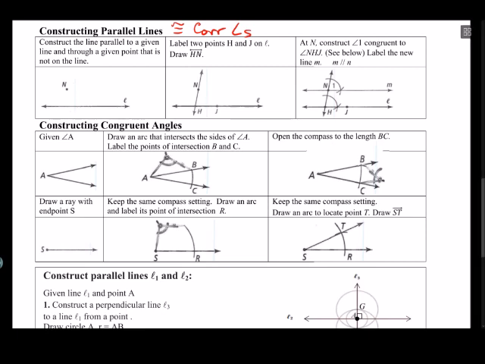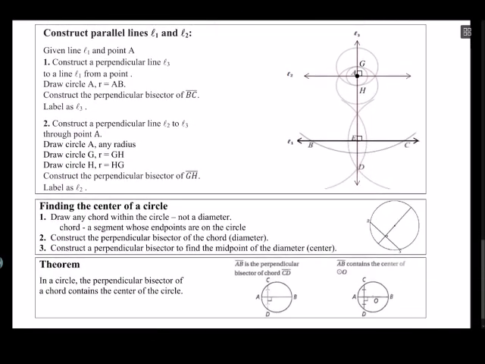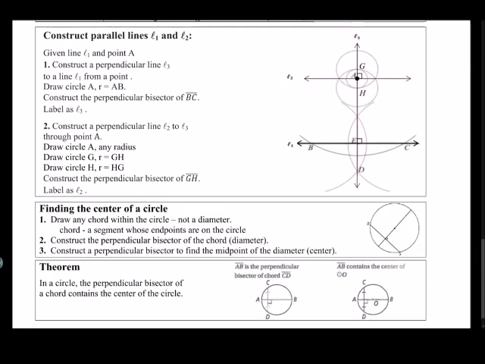This is based on the converse of the corresponding angles postulate, which says if corresponding angles are congruent, then my lines will be parallel. We will also do an example of constructing parallel lines using perpendicular bisectors, because we know that if two lines are perpendicular to the same line, then they will be parallel.